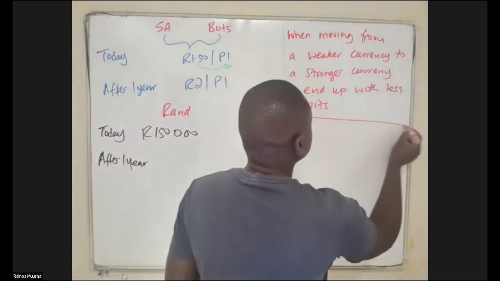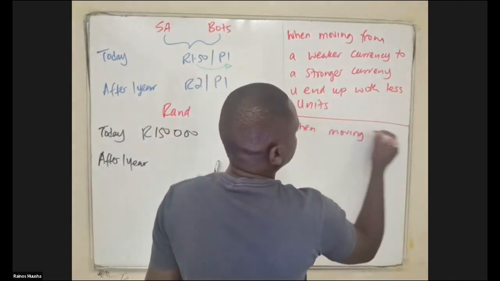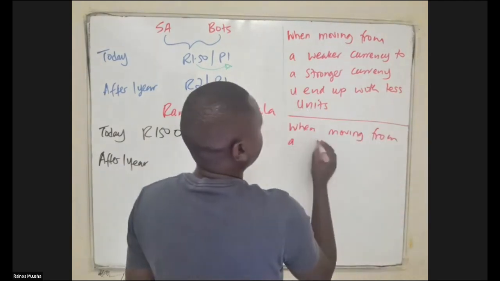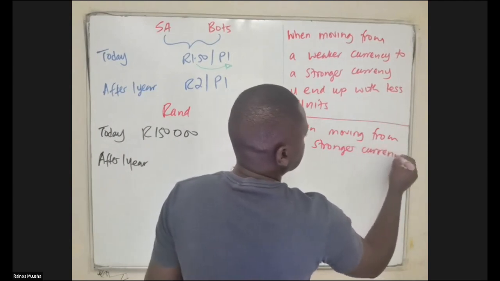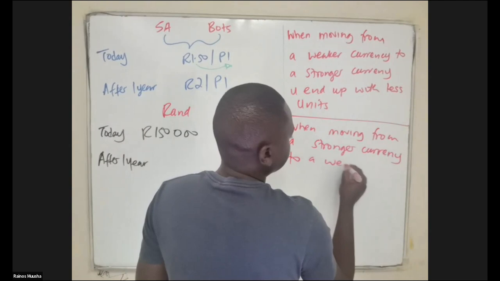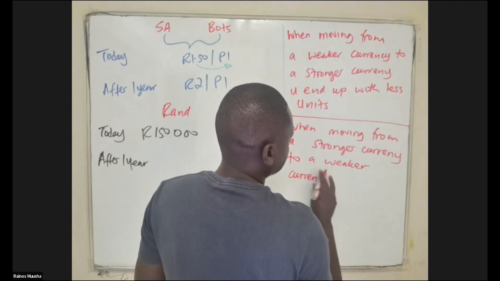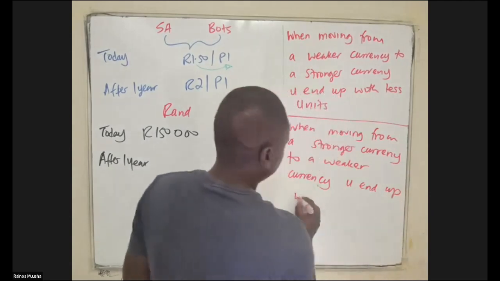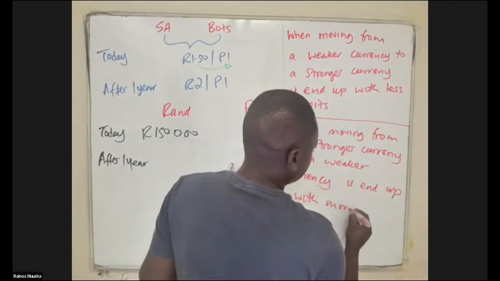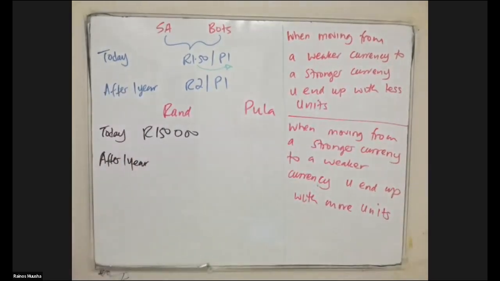Also, take note, when moving from a stronger currency to a weaker currency, you end up with more units. So when you're moving from a stronger currency to a weaker currency, you're going to end up with more units. That's the principle that you need to make sure you take note of.